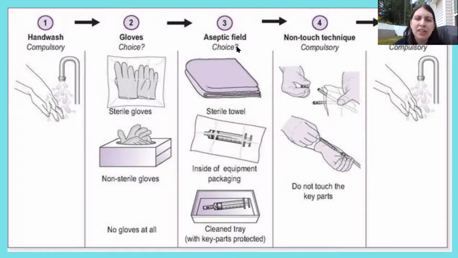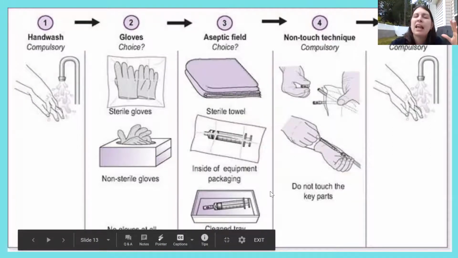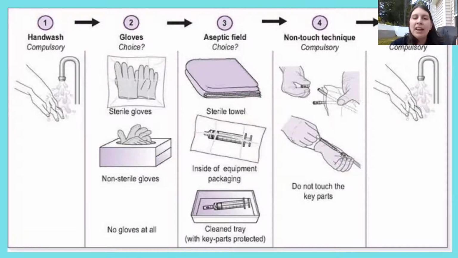Anything about your aseptic field? Getting a sterile towel. Is your equipment packaged kind of like the gloves so that it's aseptic, or is it on a clean tray and it came out of an autoclave? And it's on this clean tray because it just came out and it's aseptic.